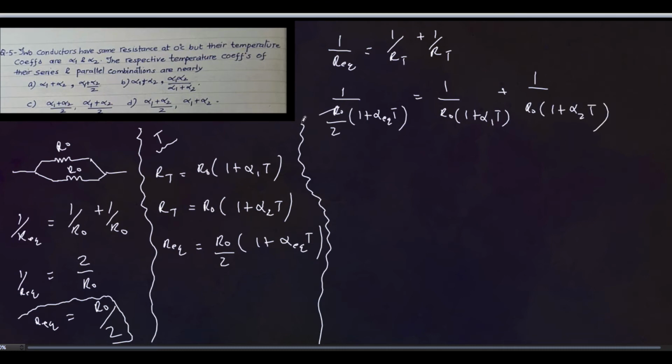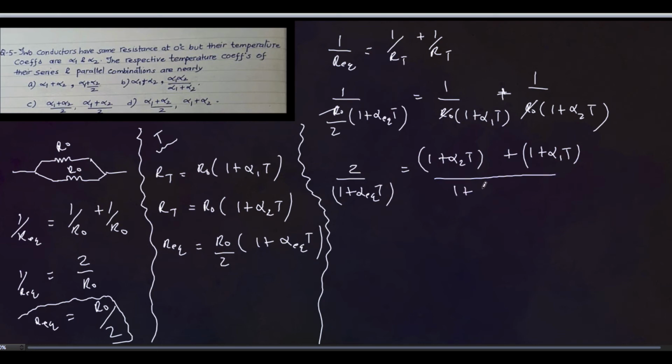We can cancel all the R0 because all values are going to come in the denominator. I am taking the reciprocal here. It will be 2 by (1 plus alpha eq into T) equal to, cross multiplying this, (1 plus alpha 2 into T) plus (1 plus alpha 1 into T), all divided by (1 plus alpha 1 into T) into (1 plus alpha 2 into T).